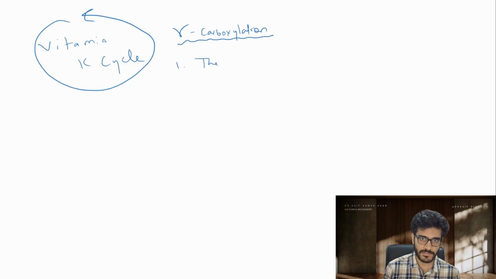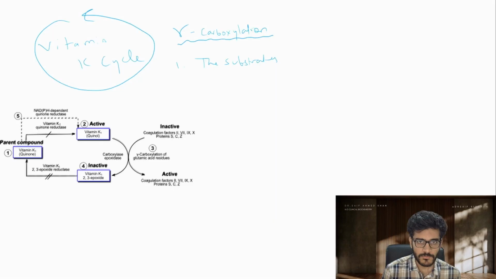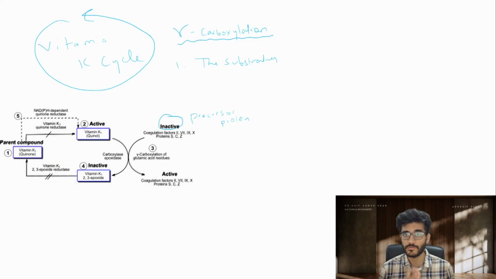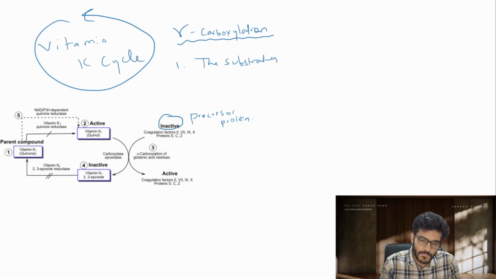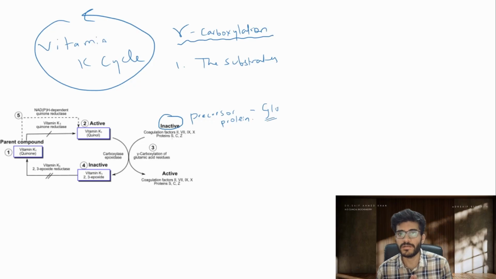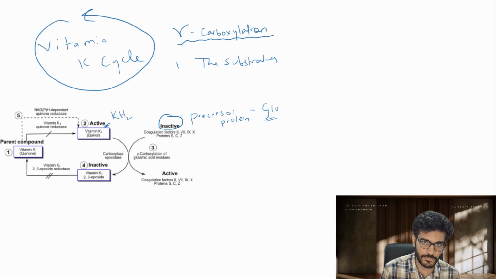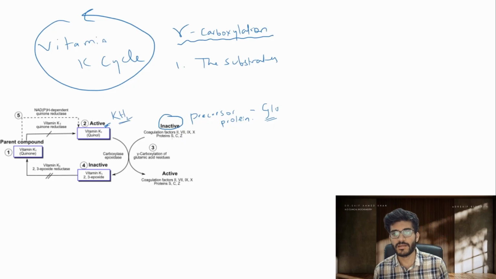First one is the substrates. We have an inactive precursor protein which is loaded with glutamate residues. These are the raw materials waiting to be processed. We also need carbon dioxide and the active form of vitamin K, which is vitamin KH2. It is also called vitamin K hydroquinone, or vitamin K quinol.